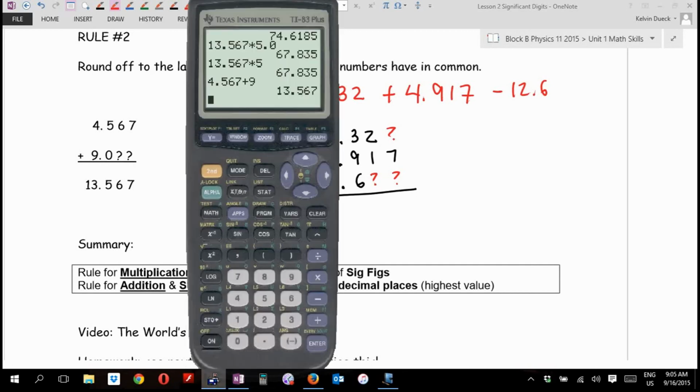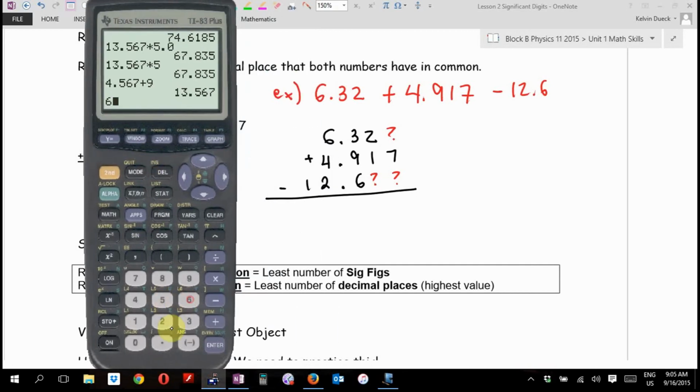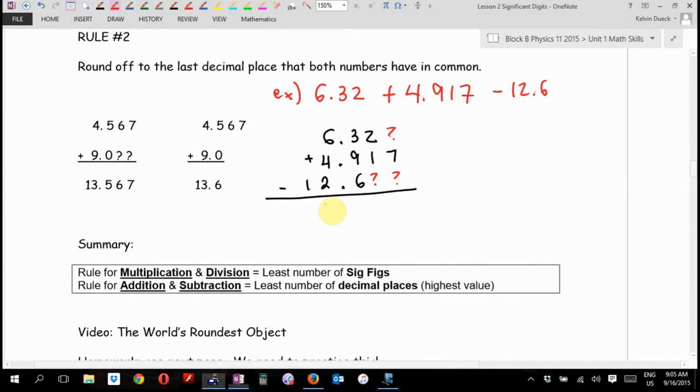I'm going to do the math. 6.32 plus 4.917 minus 12.6. Oh, negative. Okay, that's a fluke. What happens when I make it up? One decimal place. Negative 1 point what? 4. Right? Which has 2 sig figs, which never appeared anywhere in the original questions. Okay.